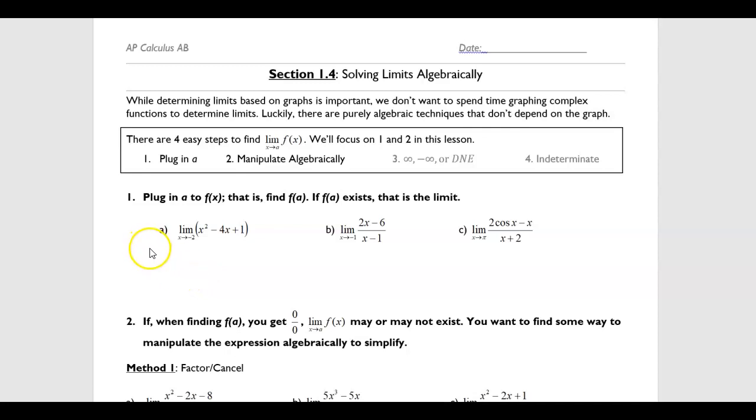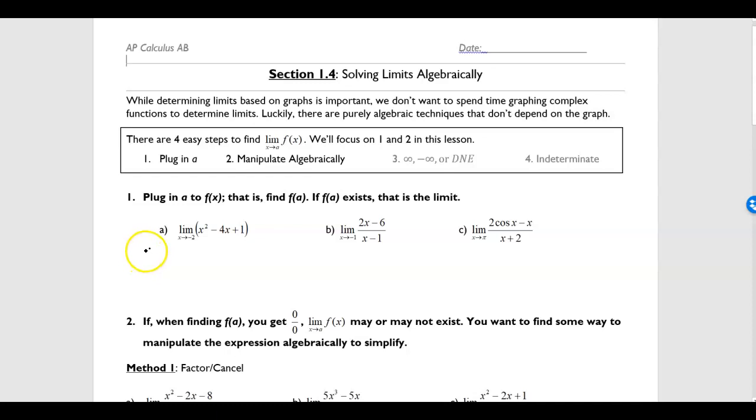In section 1.4, we'll be talking about solving limits algebraically. So far, we've talked about solving limits graphically and numerically, and those are both great ways to find limits, but with some functions that are more complex, we want to be able to solve them algebraically. Also, sometimes we might not be able to figure out the graph very easily by hand, or we may not have a calculator.